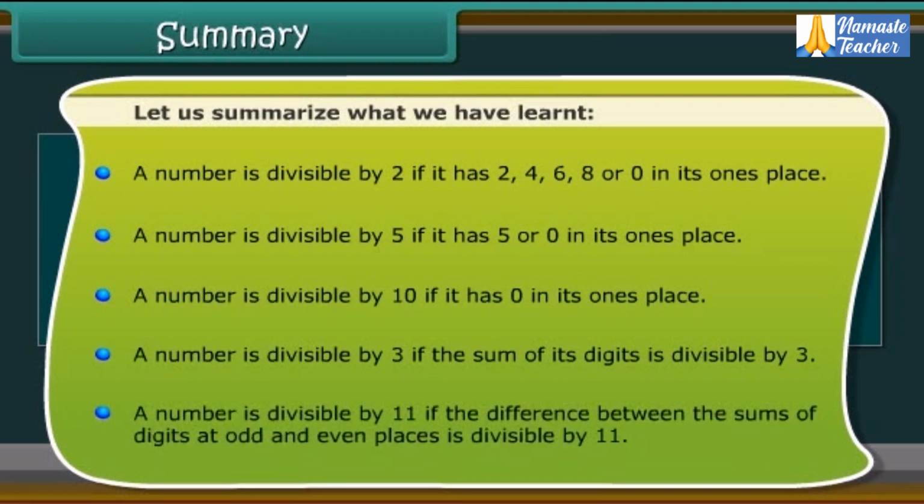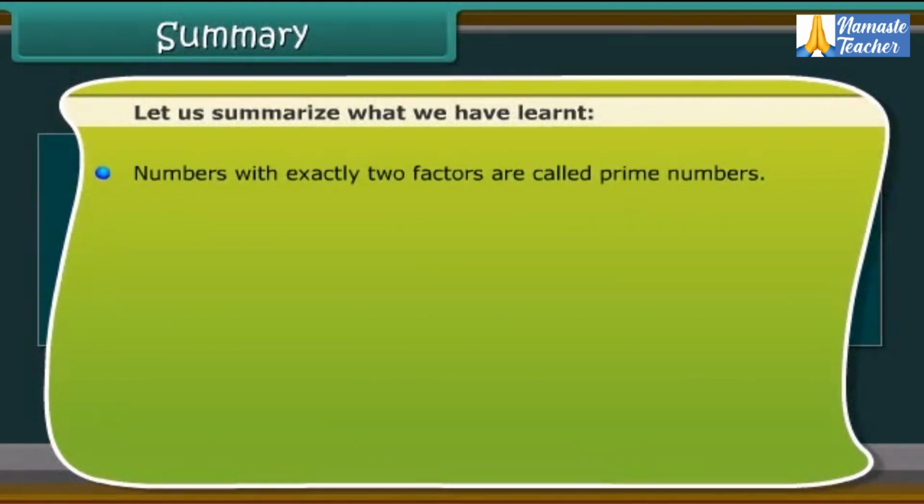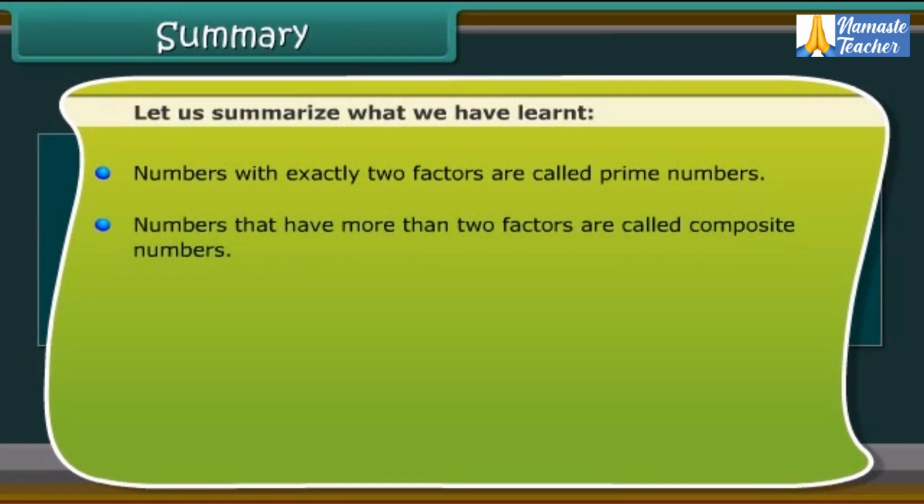A number is divisible by 11 if the difference between the sums of digits at odd and even places is divisible by 11. Numbers with exactly 2 factors are called prime numbers. Numbers that have more than 2 factors are called composite numbers.